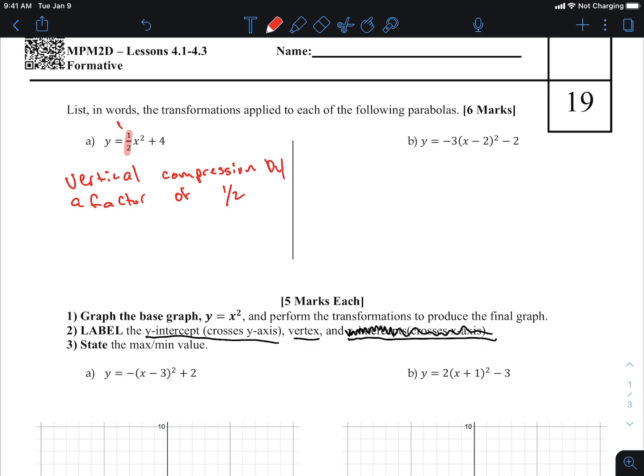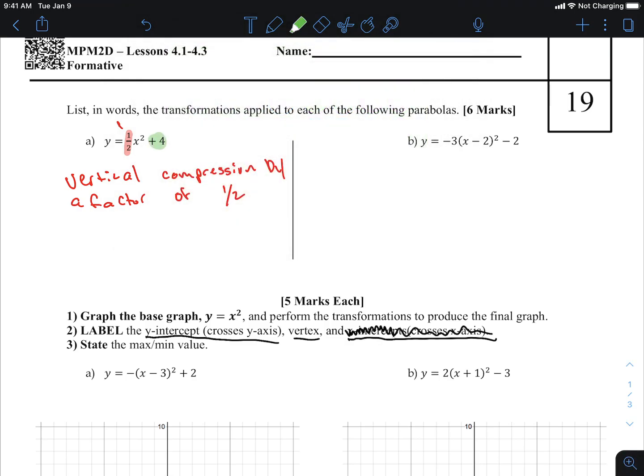Now, anybody have any questions of that? If the number's bigger than 1, it's no longer compression. You're stretching it. You're making it bigger, right? Because the number's bigger than 1, so it's just going to get bigger.